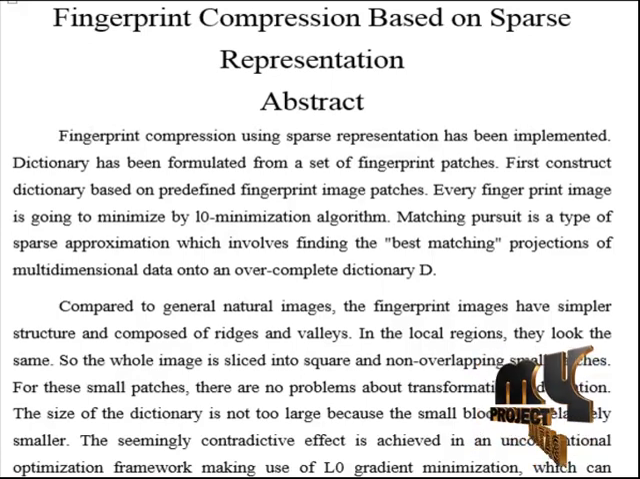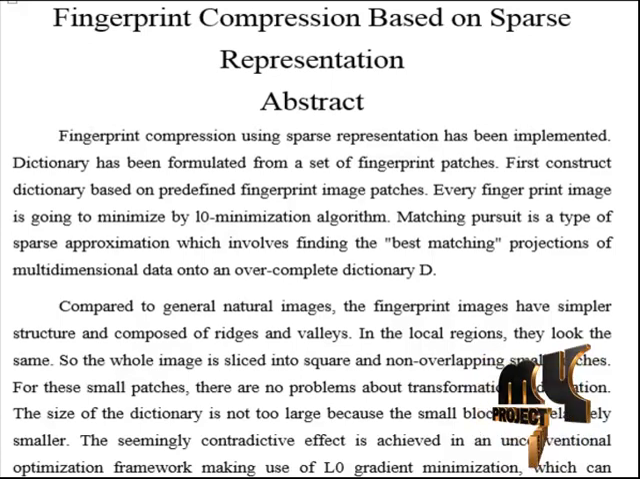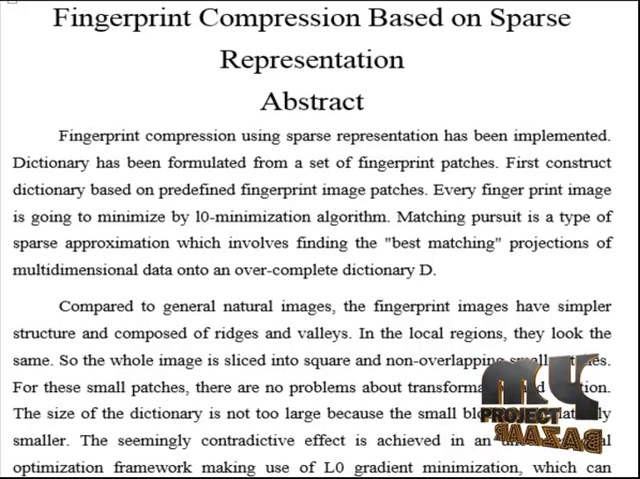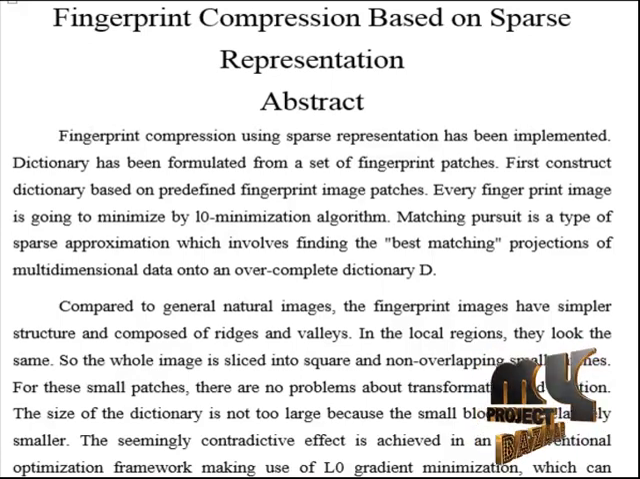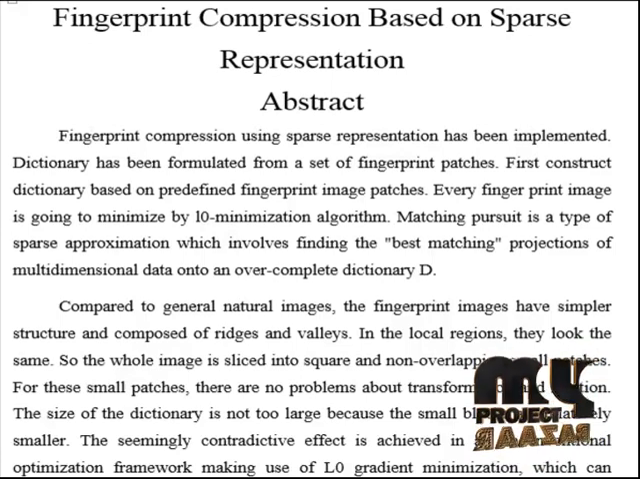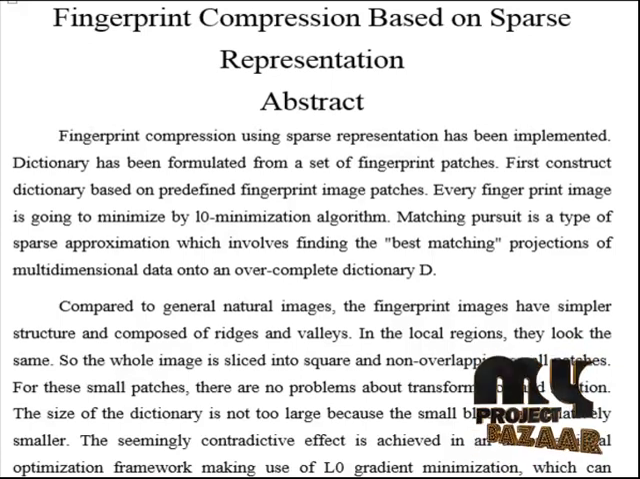The size of the dictionary is large because the small blocks are relatively small. A seemingly contradictory effect is achieved in an unconventional optimization framework, making use of L0 gradient minimization, which can globally control how many non-zero gradients result, to approximate prominent structures in a structure sparsity management manner. Coefficients can be quantized by Lloyd's algorithm, finding evenly spaced sets of points in subsets of Euclidean spaces and partitions of these subsets into well-shaped and uniformly sized convex cells. Finally, all values will be encoded using arithmetic encoding, a form of entropy encoding used in lossless data compression.